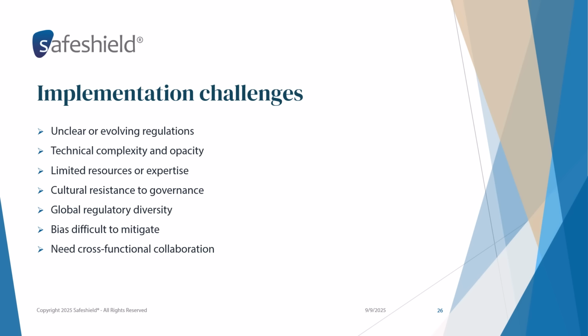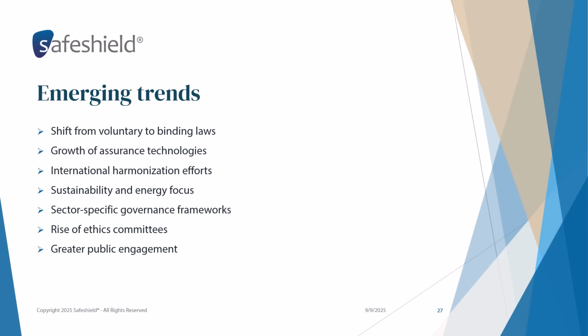Ultimately, challenges in implementing governance are not insurmountable. They reflect the novelty and complexity of AI. Organizations that proactively address these challenges gain a massive competitive advantage over slower moving competitors.